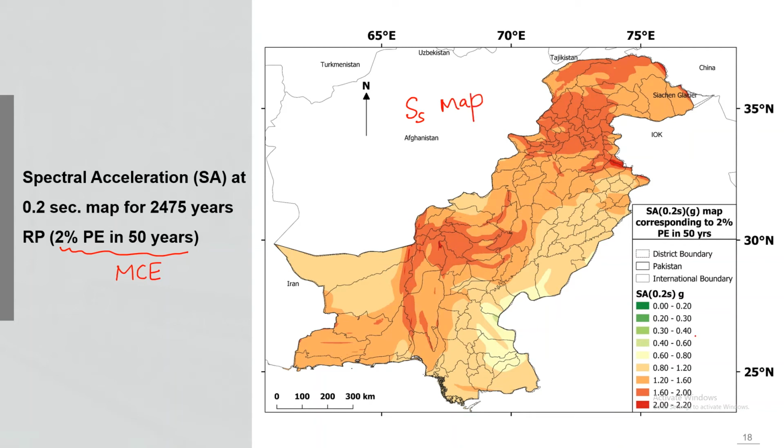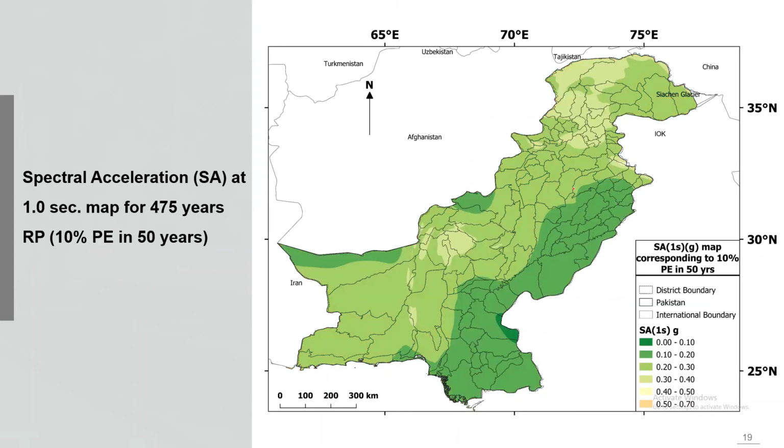So now the values are higher because MCE level, as I have said, is on average 1.5 times higher than the DBE level. So this SS is defined for MCE level by default. So in fact this map should be used for the purpose of having the SS value for seismic design and evaluation of existing buildings, for example.